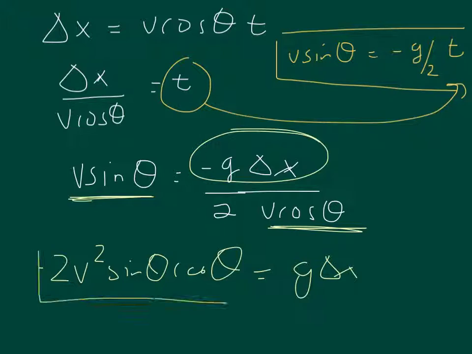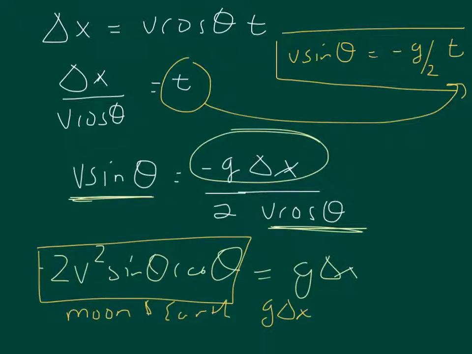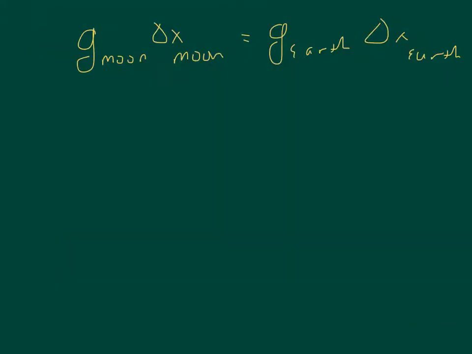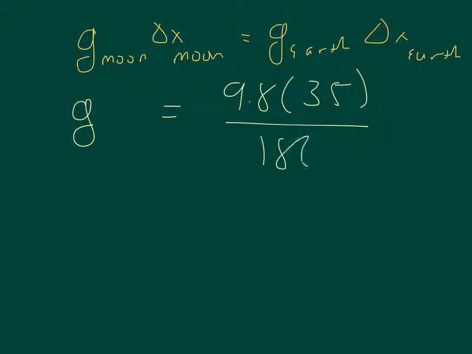And this bit right here is going to be the same for both the moon and the Earth. So that means that g delta x on the moon is equal to g delta x on Earth. And once I have that equation, I can just put in my actual numbers. So this is what I'm looking for, and that's going to equal 9.8 times my 35 over 180. So that way I really didn't have to use any other numbers to solve this problem, and the answer is 1.9 meters per second squared.